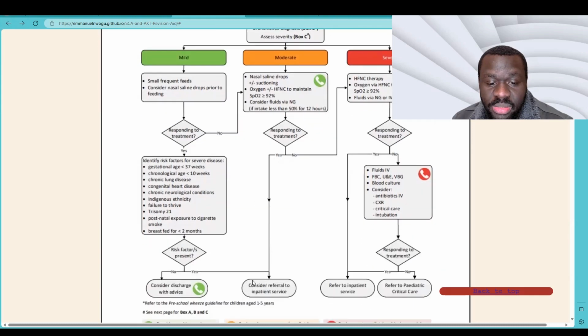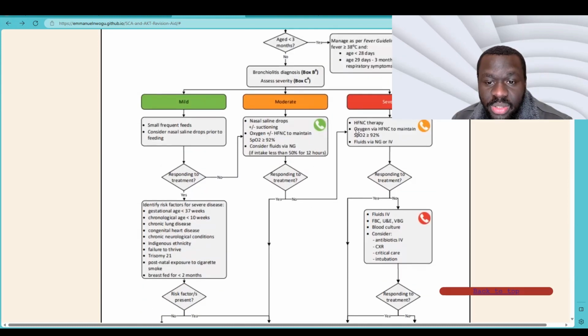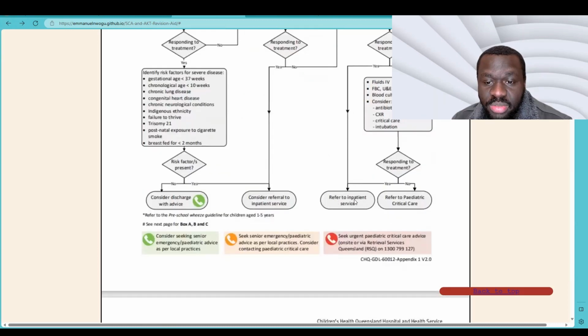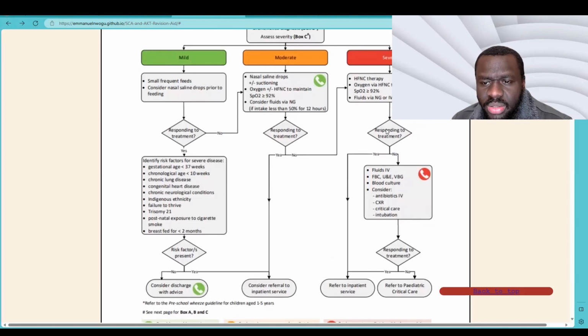Is the child responding to treatment? If yes, consider referral to inpatient service. If no, then you make a diagnosis of severe bronchiolitis. High flow nasal cannula oxygen, maintain oxygen 92% or more, fluids via NG tube and intravenous fluids. If responding to treatment, refer to inpatient service. If not responding to treatment, IV fluids and so on.